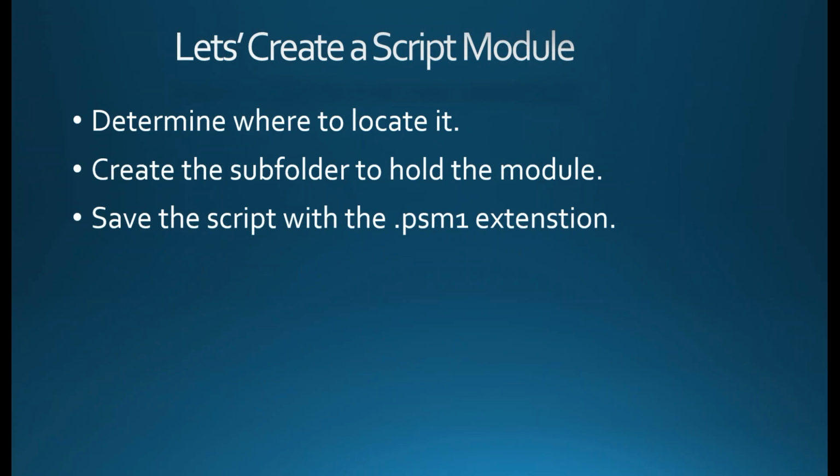So we're going to just walk through the steps, and I believe I have slides we can walk through first, and then I'll demo it. But first is to determine where to locate the script module. That's the first step. Then create the subfolder to hold the module, and then save the script that you want to be the module with the PSM1 extension where you need it.